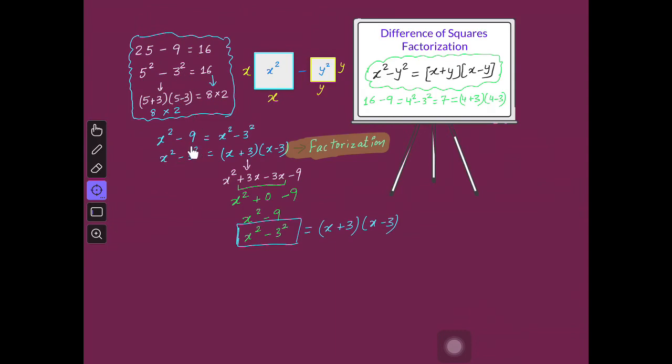So now if you take x square minus 9 as an example, we can see x plus 3 and x minus 3 is the factorization of x square minus 9. Okay, you can see how you can get x square plus 3x minus 3x minus 9. If you apply the distributive property and simplify, you're going to get x square minus 9, which is x square minus 3 square, and the factorization is x plus 3 times x minus 3.